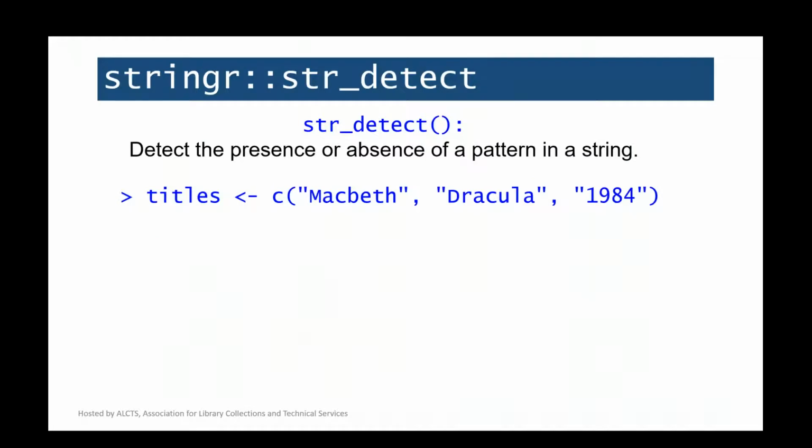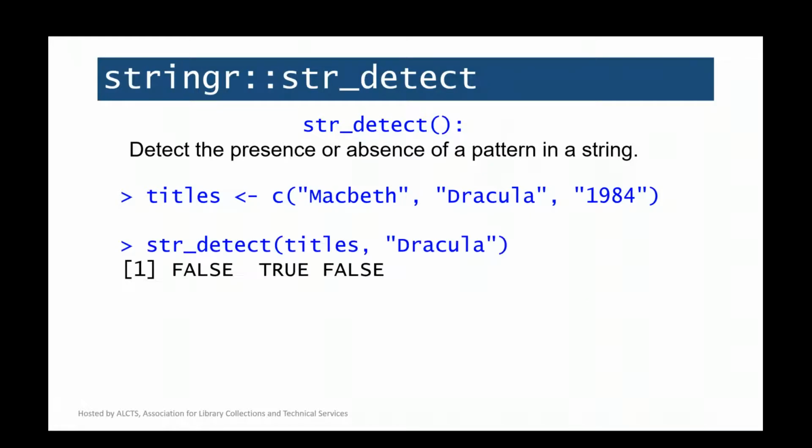Finally, string detect. What this does is detect the presence or absence of a pattern in a string. In other words, it will go through an entire vector of values and say, does this pattern exist, true or false? So here I create a 3-element vector called titles. And when I call string detect on it and say, look through titles and return true or false if that vector includes the term Dracula, or the pattern, actually, obviously it's false, true, false.